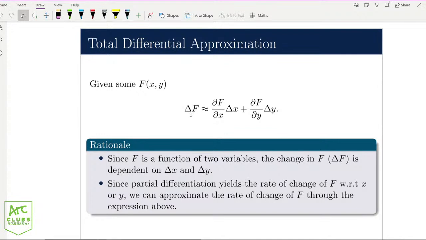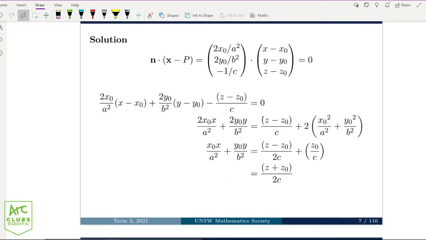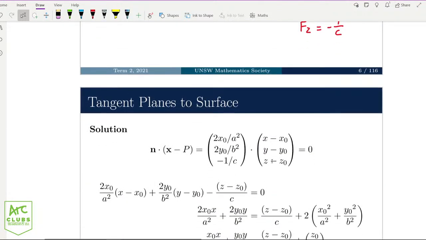So it makes sense that the change in f would be equal to the change in x times the rate of change of f with respect to x, plus the change in y times the rate of change of f with respect to y. That probably sounds like a mouthful, but if you think about it, there is some intuition behind it. Alternatively, if you want a more rigorous and more detailed explanation of how we got to this total differential approximation formula, you can refer back to the course notes. It just comes from the equation of a tangent plane as well.